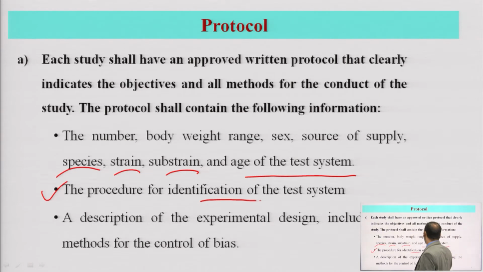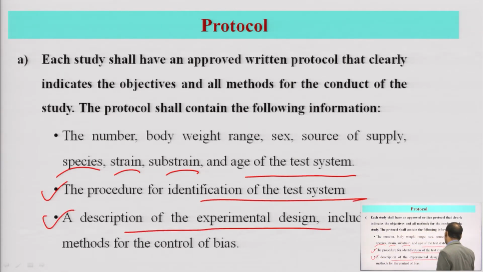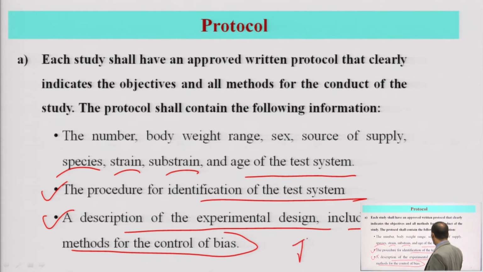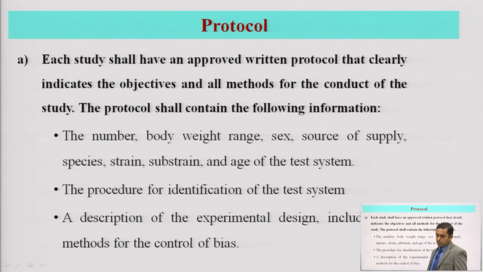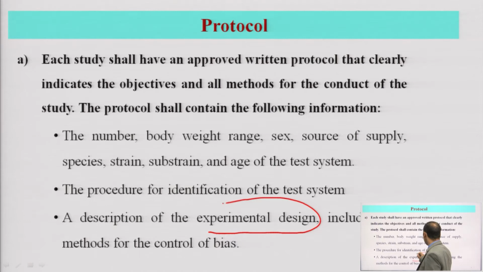The procedure for identification of the test system should also be there, and a description of the experimental design, including the methods for the control of bias. All of you have seen there is something called type 1, type 2. Okay. So, in those cases, if there is some bias, the method of control of the bias should also be addressed in a proper manner. So, that is why a description of the experimental design, including all the methods, should be there.